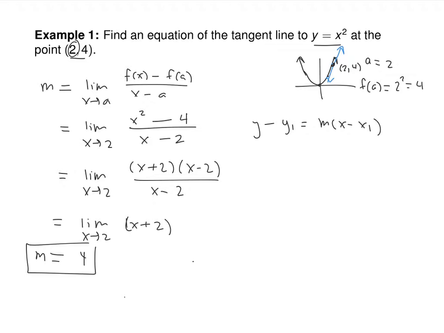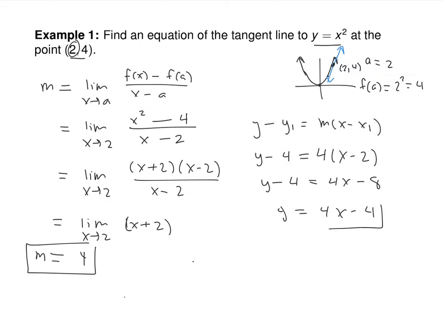What do you input for x1 and y1? The point, yep, 2 and 4. So what goes in for y1? 4. What goes in for m? 4. x minus 2. And let's just get it in slope-intercept form, so 4x minus 8, or y equals 4x minus 4.